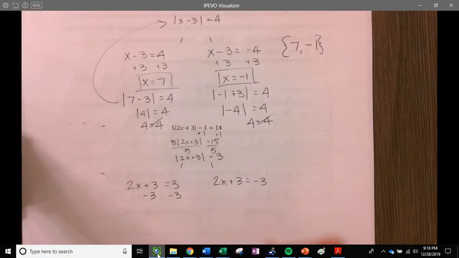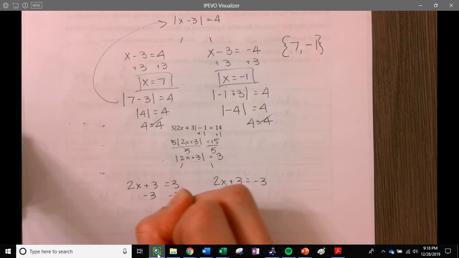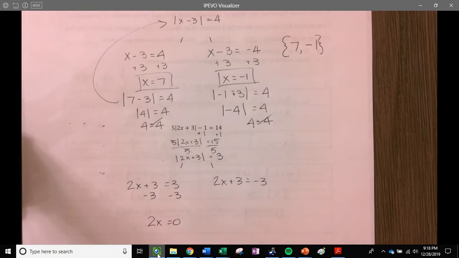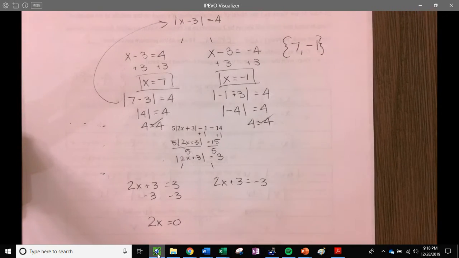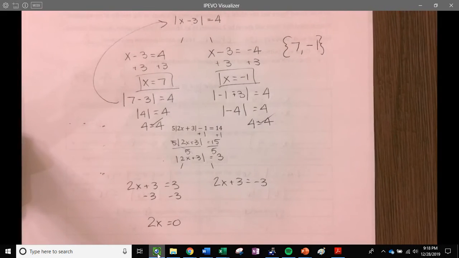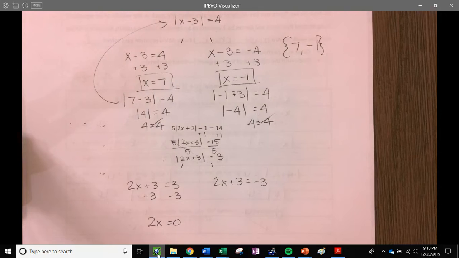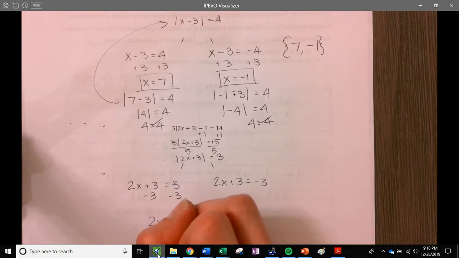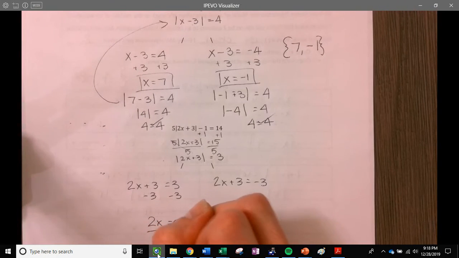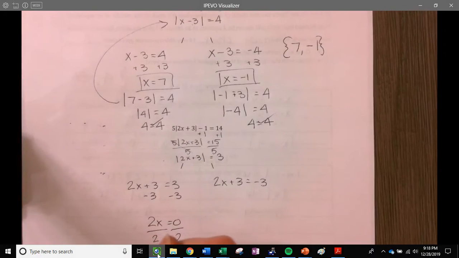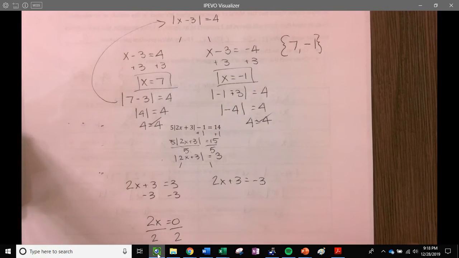Subtract 3 and subtract 3. We get 2x equals 0. Now what do we have to do? We have to divide by 2, right? So we're going to divide 2x by 2 and divide 0 by 2. And x equals 0, because 0 divided by any number is going to be 0.